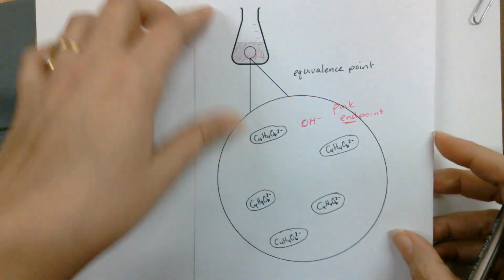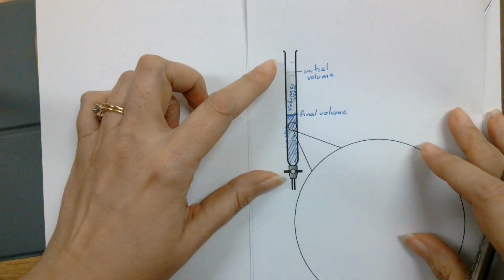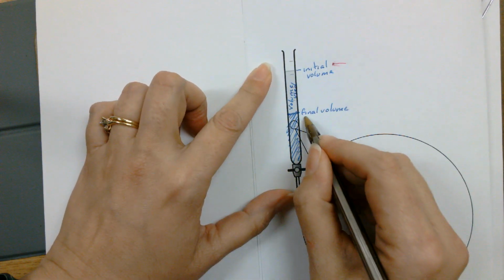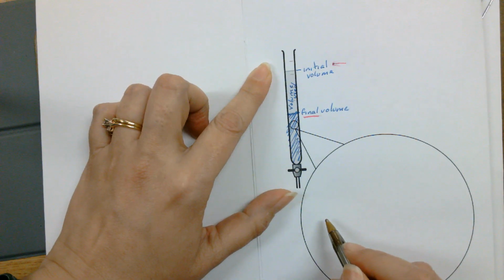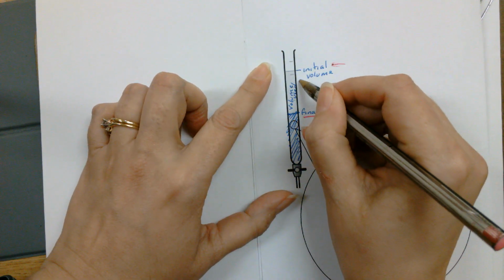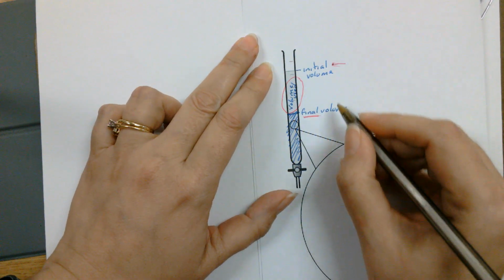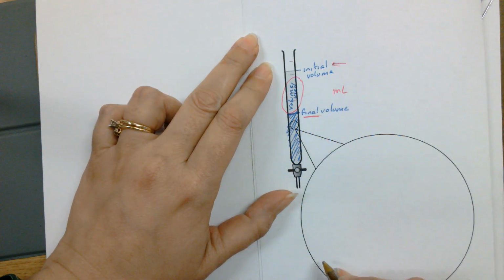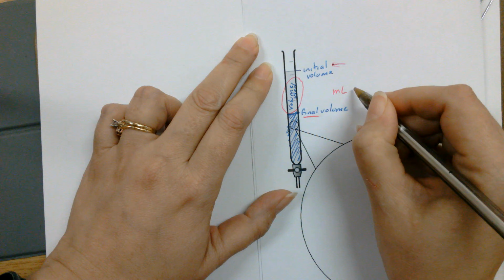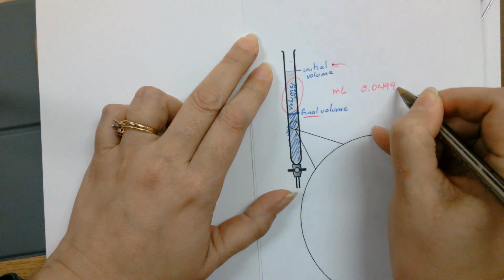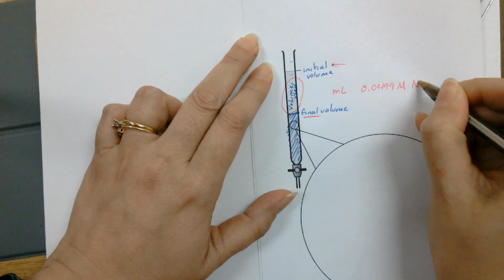At that point, once we had our end point, we could look back at our burette. We had our initial volume here that we wrote down, and now we've measured our final volume, which means this distance in between here is the volume, milliliters, of our 0.0499 molar NaOH solution.